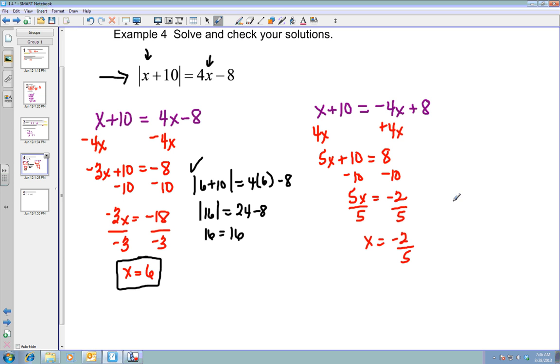Now let's try negative 2/5. I'm still taking that and plugging it back into my original equation. So absolute value of negative 2/5 plus 10 equals 4 times 2/5 minus 8. Okay, so I'm going to have to find a common denominator here. My common denominator is 5. So my first fraction stays the same. My second fraction, 1 times 5 will give me 5, so 10 times 5 is 50.